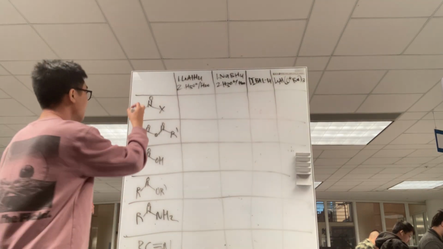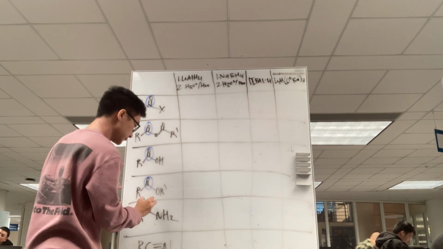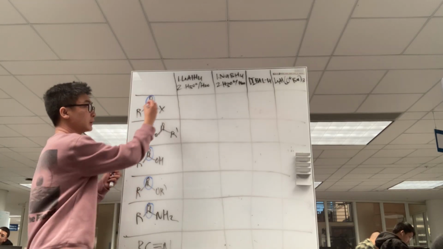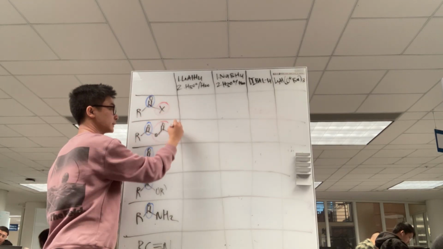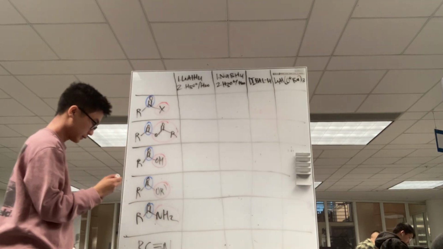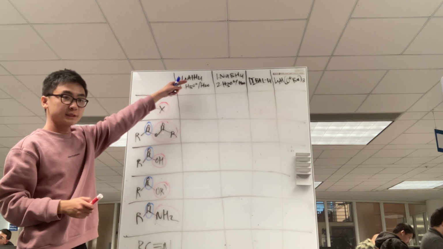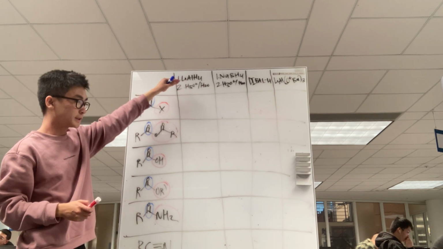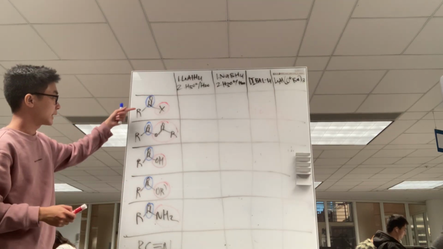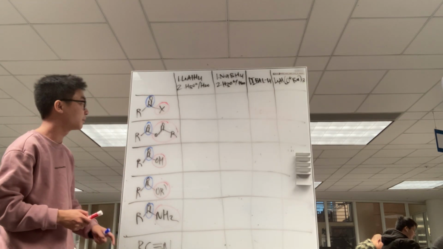Now, we know that these are the carbonyls of the carboxylic acid derivatives, and these are the LGs, or leaving groups, of the carboxylic acid derivatives. Let's look at the strong reducing agent first, where this strong reducing agent here will be able to reduce all of these functional groups: acyl halide, anhydride, carboxylic acid, ester, amide, and nitrile.